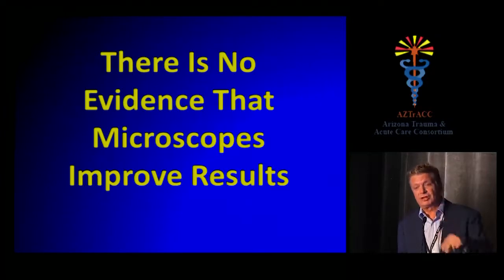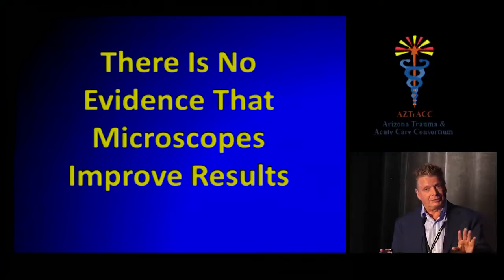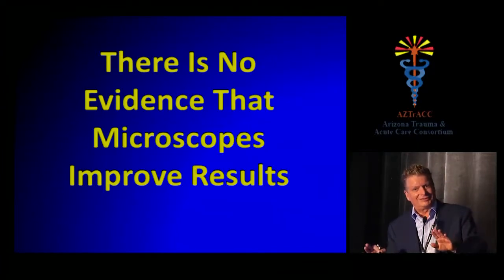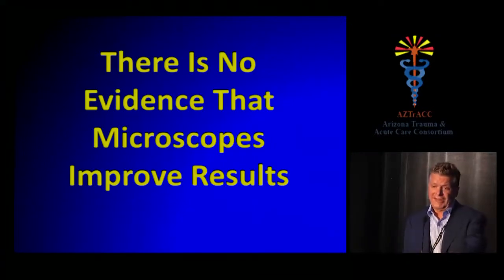There have been 2 studies in the literature where they tried to look at loops, and they found no difference. Again, type 2 error. No difference doesn't mean that there's not a difference. It means they couldn't find the difference. It doesn't mean they're the same. You have not proven bioequivalence. So the fact of the matter is, you can repair a nerve with a 6-0. You can repair a nerve without a microscope.